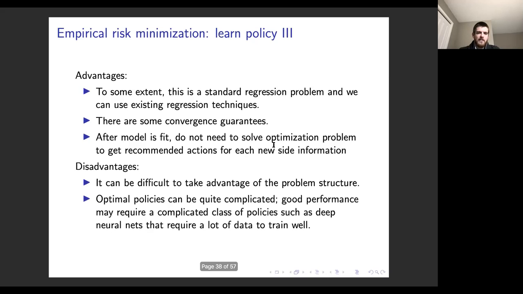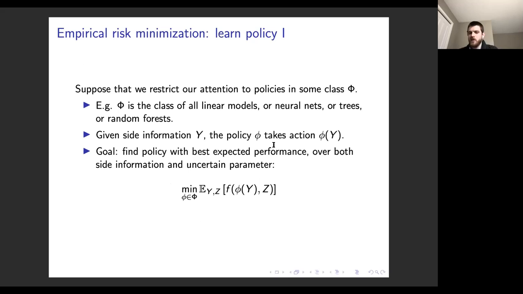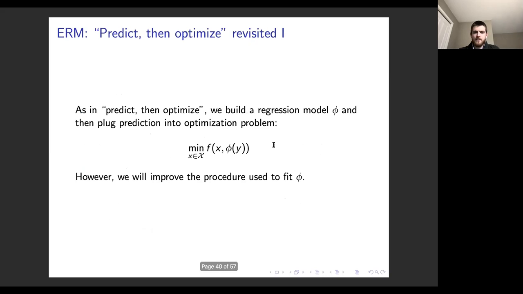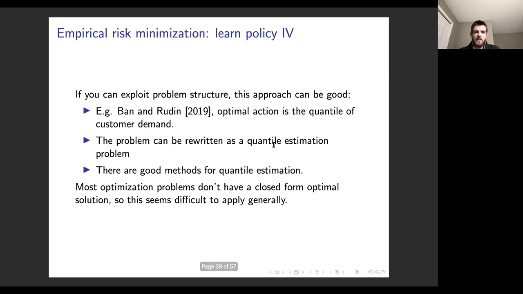And actually another disadvantage that I didn't list here is that this can be very difficult to work if you have complicated feasibility constraints, because if you fit a neural net to be your policy, it's actually kind of difficult to make a neural net that always produces a feasible action. So this approach can also be difficult if you have a complicated feasible region. So are there any other questions on this?